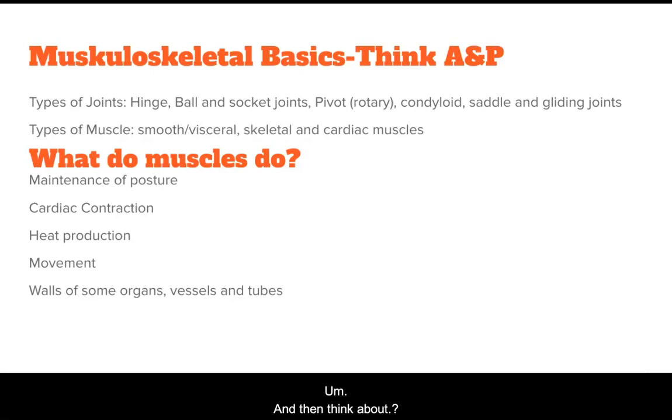And then think about what our muscles do. Our muscles maintain our posture. They provide cardiac contraction, heat production, movements. Some are the walls of organs, vessels, and tubes. So muscles and bones make up a lot of our body, and we use them for a lot of the things in our body to live and just be. I don't think we think much of what our bones and muscles do.